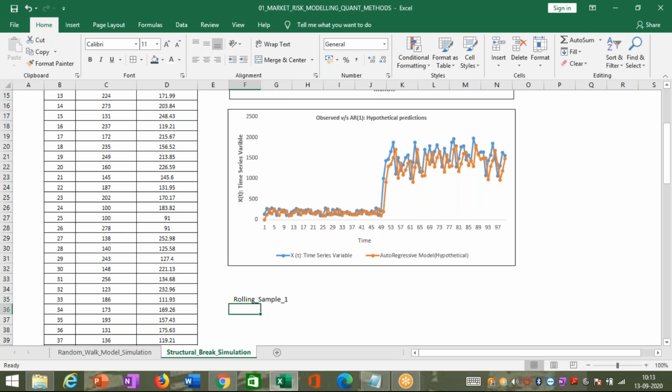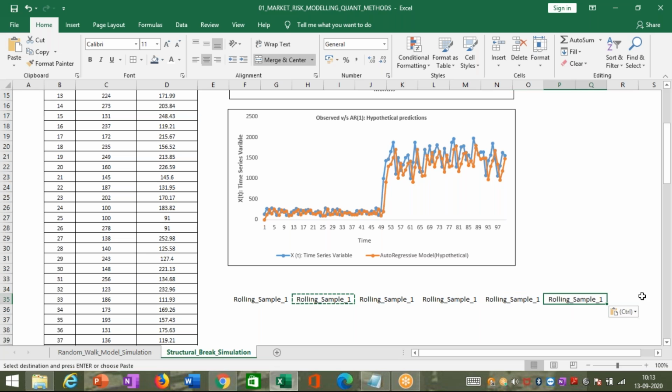So rolling sample 1, you'll have rolling sample 2, you'll have rolling sample 3, you'll have rolling sample 4, you'll have rolling sample 5, you'll have rolling 6, you'll have rolling sample 7.